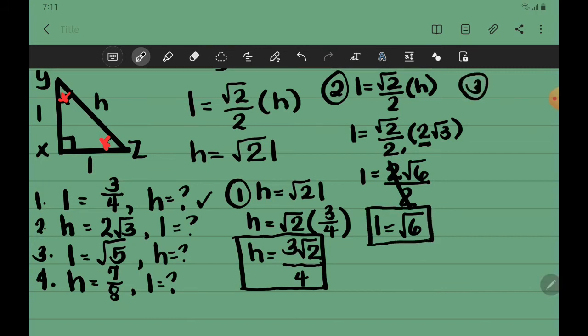Okay, number 3, we have leg is equal to square root of 5, and we are going to look for the value of h. So again, h yung nawawala, gamitin nating formula is h is equal to square root of 2 times leg. And then yung leg, palitan lang natin ulit ng given value, which is square root of 5.